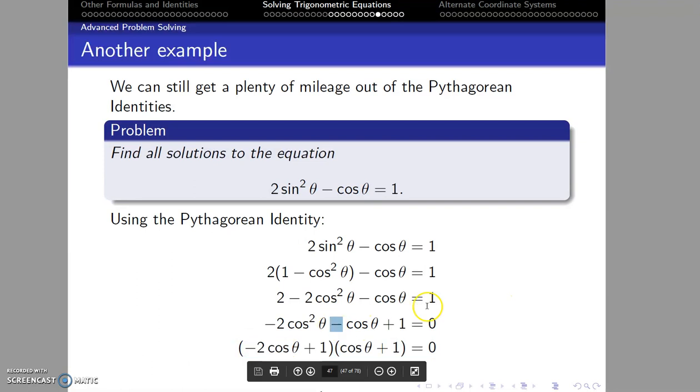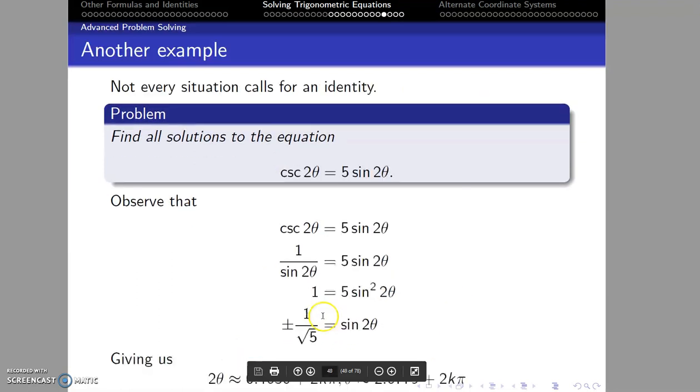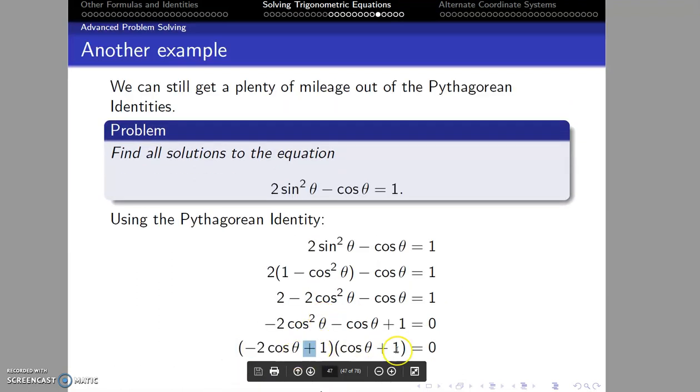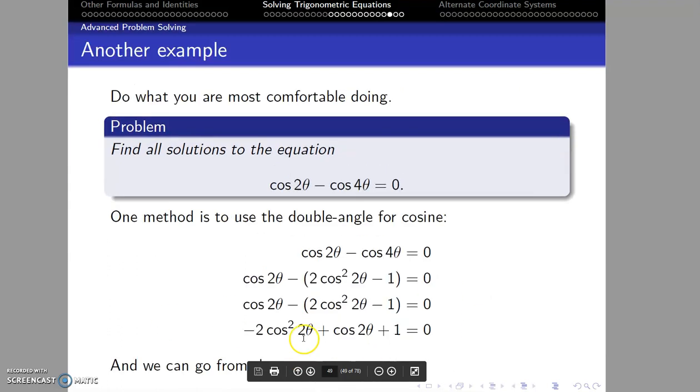Actually, no, it doesn't. That's a minus there. That's a plus there. So I think the factorization in this becomes minus, maybe? Maybe they're both minus. Or maybe you just have to use the quadratic formula. In any event, we know how to handle this. We can go from there.